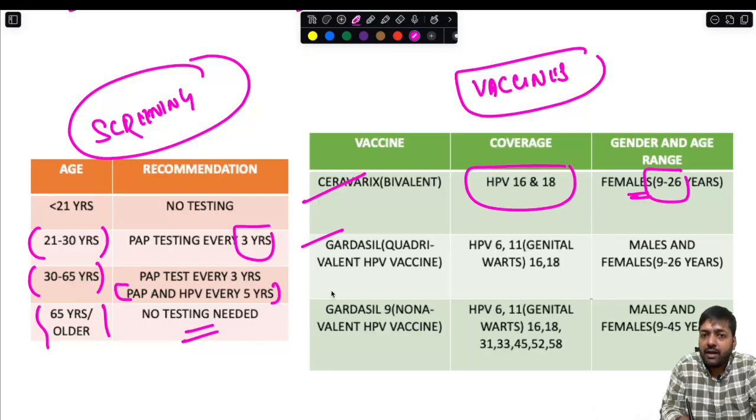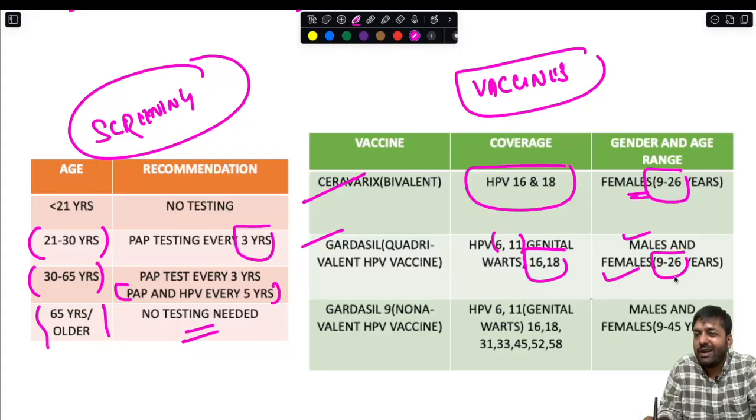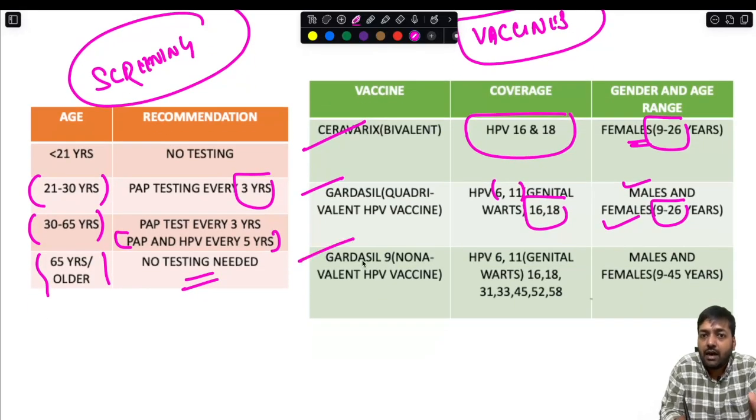Then you have Gardasil, which is a quadrivalent HPV vaccine covering HPV 6 and 11, that is the genital warts, as well as HPV 16 and 18, and both males and females can take this vaccine between age 9 to 26 years. Then we have Gardasil 9, which is a nonavalent HPV vaccine covering HPV 6, 11, 16, 18, along with 31, 33, 45, 52 and 58. Both males and females can take it between 9 to 45 years of age.